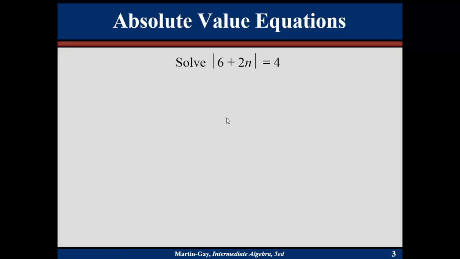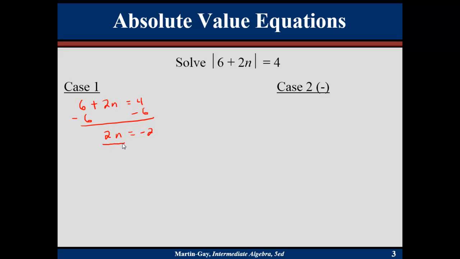Okay, so let's look at this one. It says solve the absolute value of 6 plus 2n equals 4. Again, we're going to have case 1 and case 2. Case 1, we simply drop the absolute value symbols off, and then we solve the equation. So the first thing we would need to do is subtract 6 from each side, and then divide by 2. So we find out that n could be equal to negative 1.